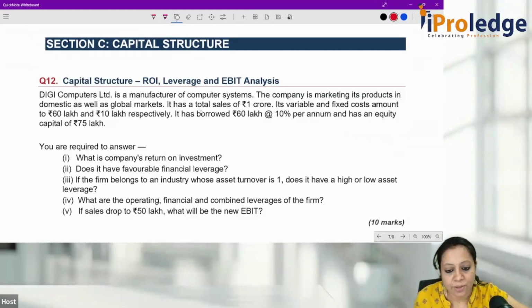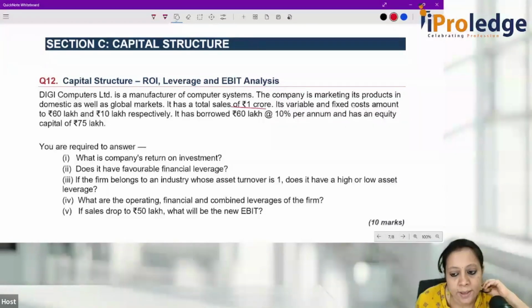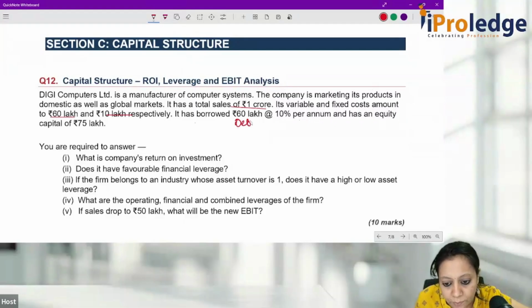Digi Computers is the manufacturer of computer systems. Okay. So the company is marketing its products in domestic as well as in global markets. The total sales is given to us. Variable and fixed cost is also given to us. It has borrowed 60 lakhs at 10% per annum and has an equity capital of 75 lakhs. Okay. So now what and all is given? Variable cost, fixed cost is given. Debt is given. And equity is also given.